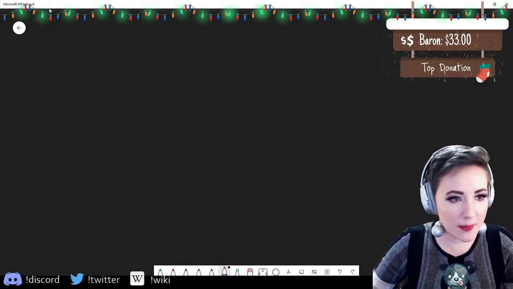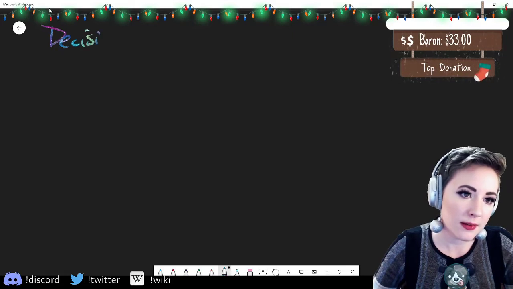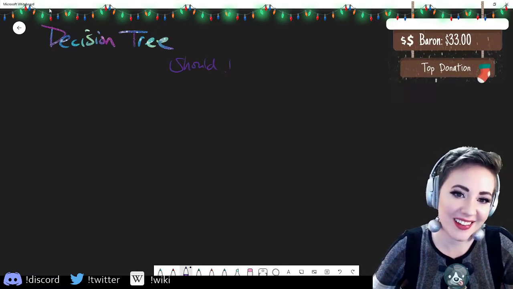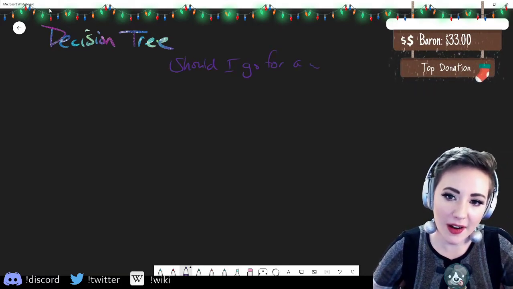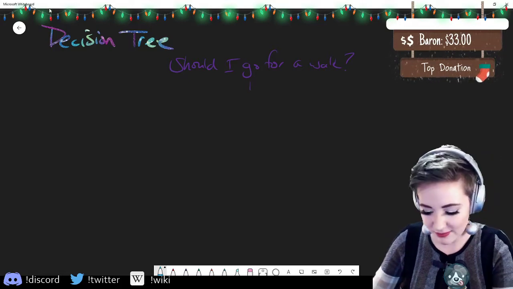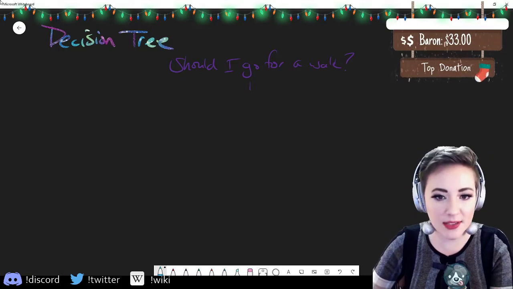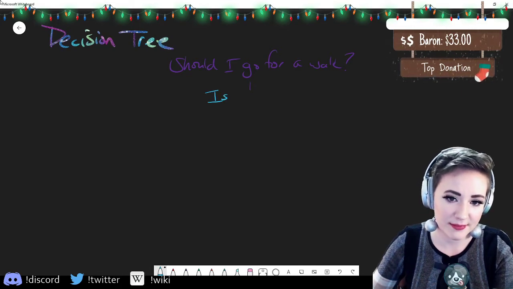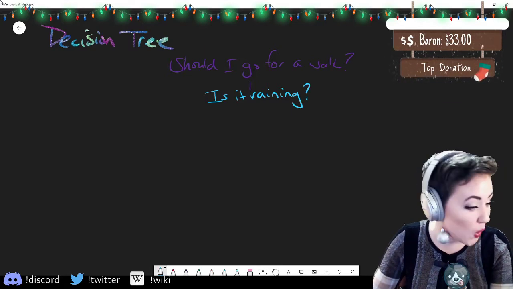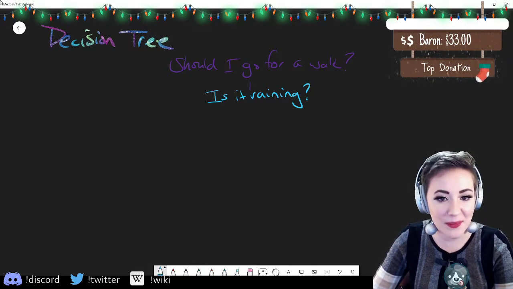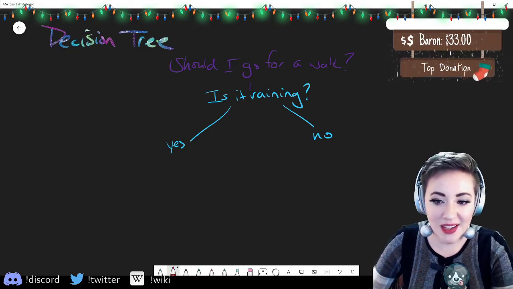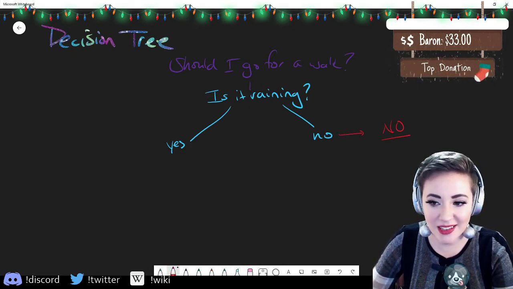So, if we're making a decision tree for should I go for a walk? What's the first thing that we might ask ourselves in our decision-making process? It might be, is it raining? That's a big one, right? Or, kind of the opposite, is the sun shining? So we'll have a yes, we'll have a no.